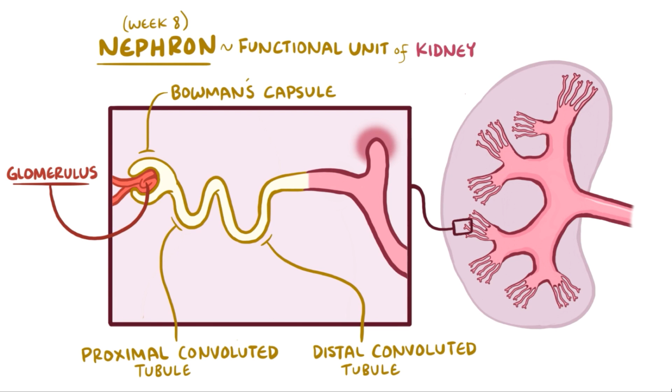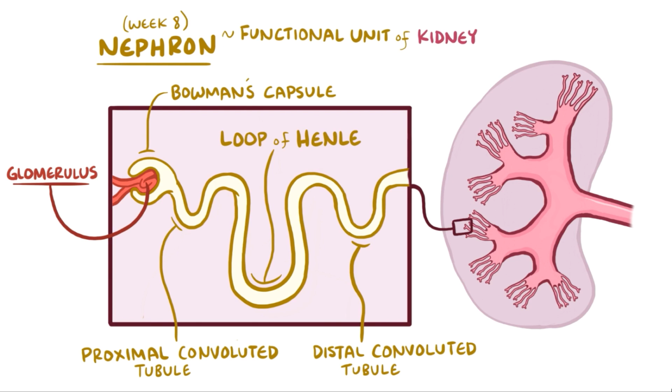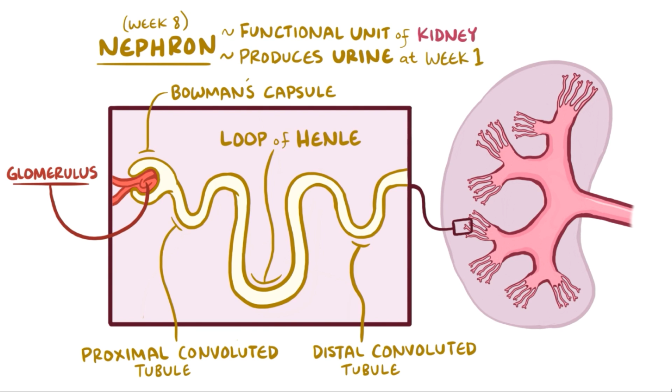Now, the portion in between the distal and proximal convoluted tubules lengthens and gives rise to the loop of Henle. Around week 10, these nephrons start producing urine, and at that point the metanephros takes over as the permanent kidney.